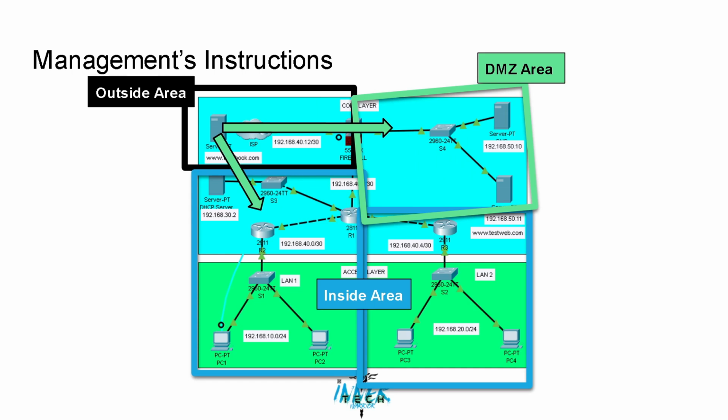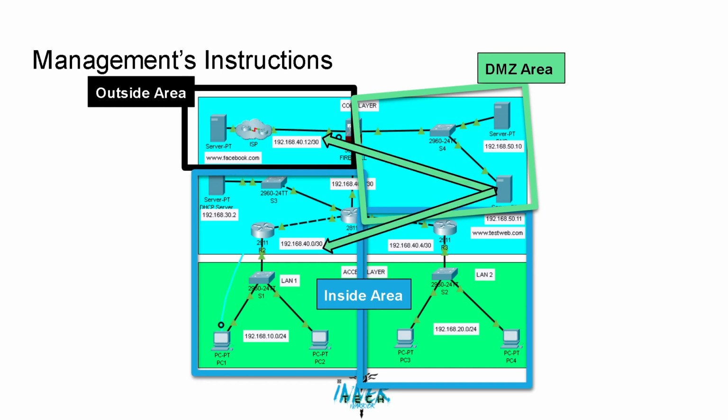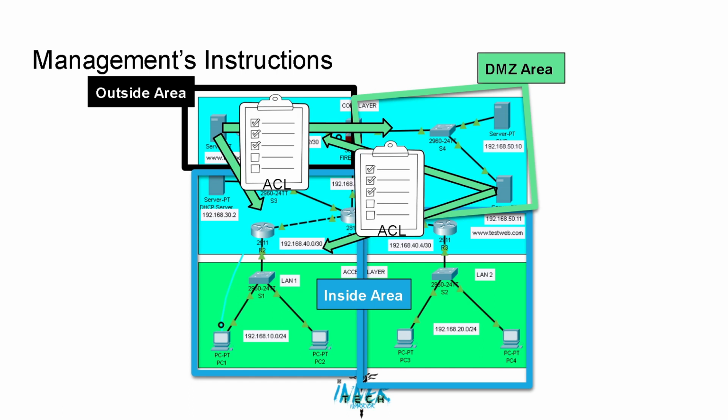Then, management wants us to make sure Facebook.com is available to both the DMZ and internal network. And management wants us to make sure that testweb.com is available to both the outside network and the internal network, which we'll accomplish with permit ACLs.